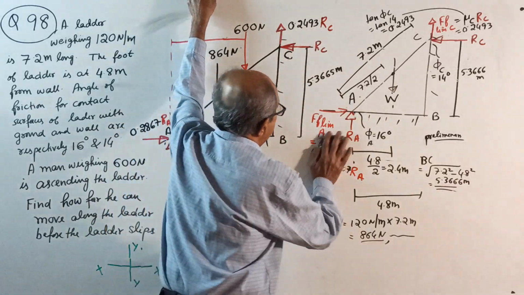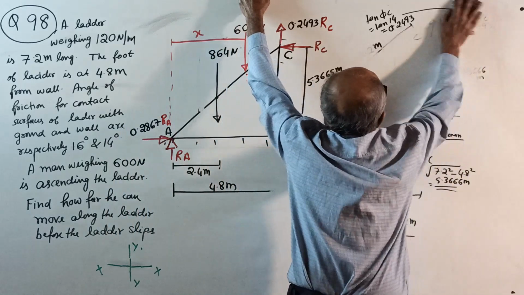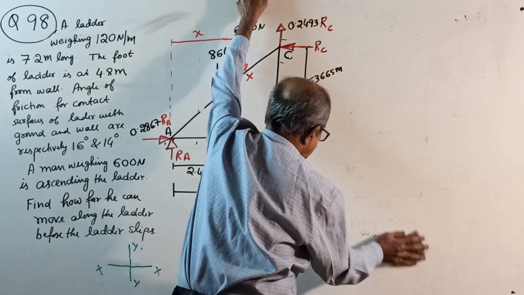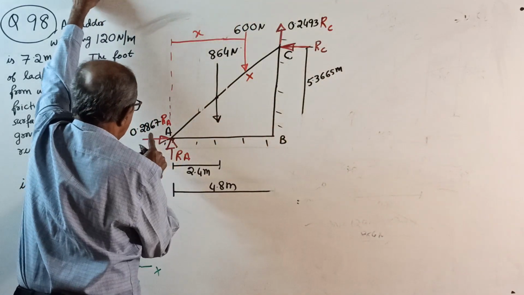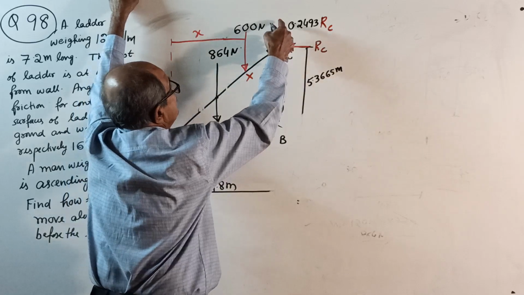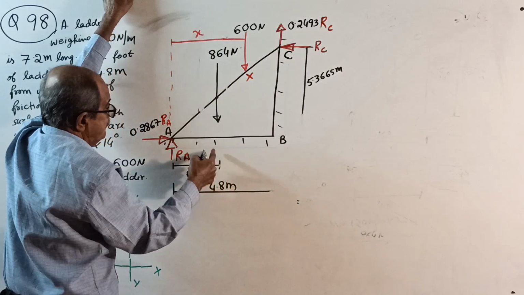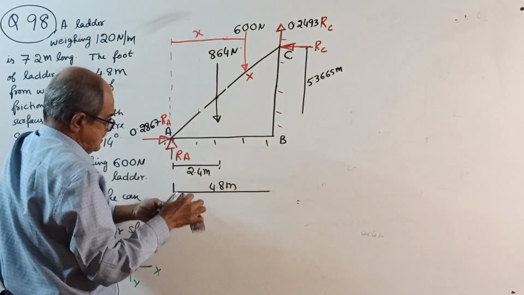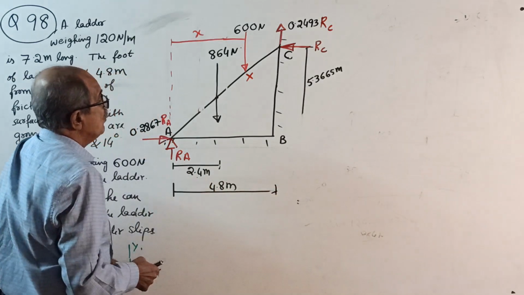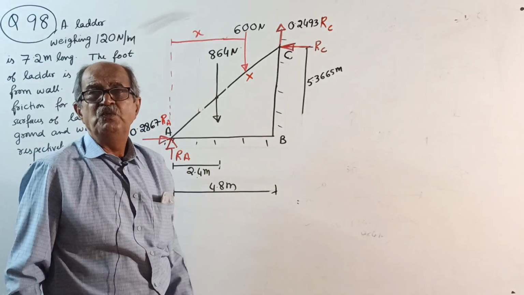See, what they want in the question. I will remove this one now. This is not required. Now write a neat sketch of the ladder. See now what I have written here: 0.2867 RA, 0.2493 RC, weight is 864, and horizontally, this is 4.8 meter, this is 2.4 meter. Now, what they want, how far the man can move, we don't know.